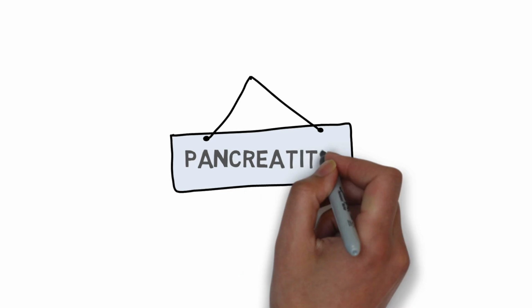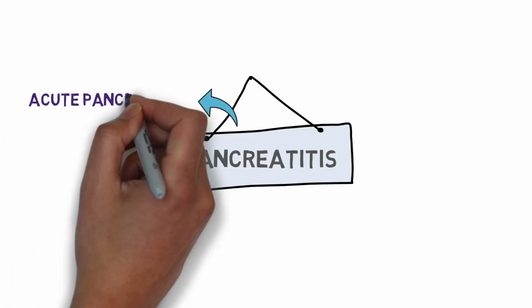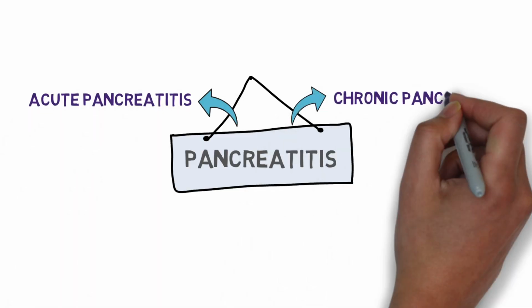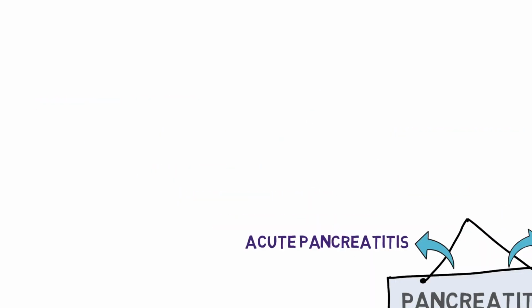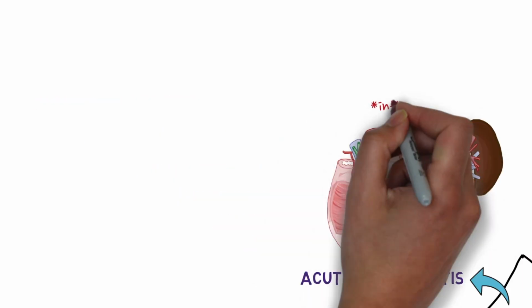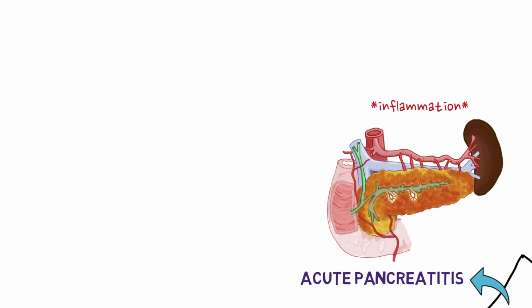This video primarily focuses on pancreatitis, which makes up the majority of benign pancreatic disease. Pancreatitis can either be acute or chronic, and we will look at each of these in turn. Acute pancreatitis refers to inflammation of the pancreas without any permanent destruction to gland function.